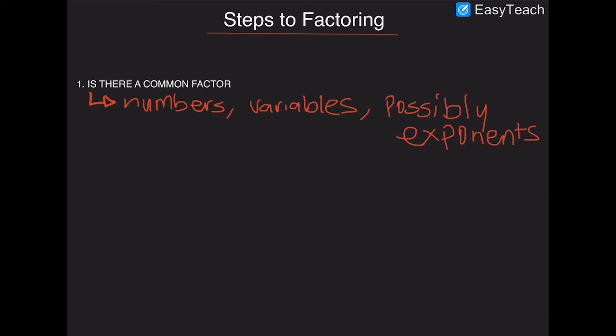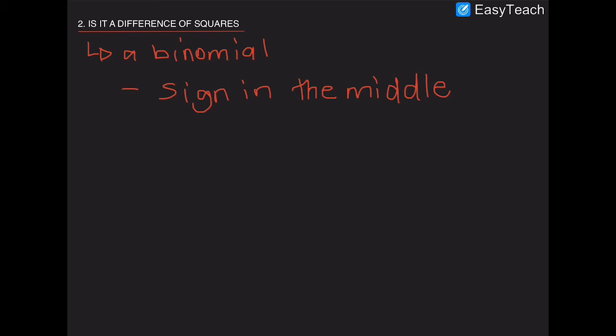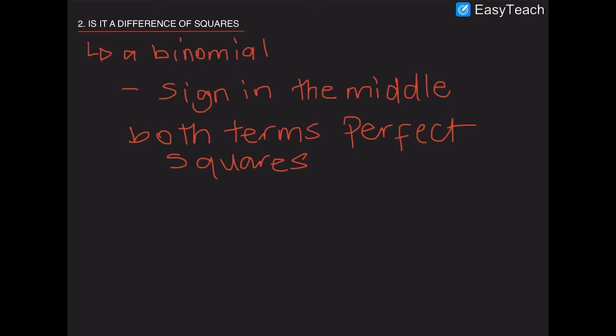So if there is a common factor, you can take it out from each term and attempt to factor the rest of this following the next step. Step 2, the next thing to ask ourselves is: is it a difference of squares? The criteria to knowing whether something is a difference of squares is: is it a binomial? Is there a negative sign in the middle? And are both terms perfect squares? If all of these are yeses, then you know that is a difference of squares.